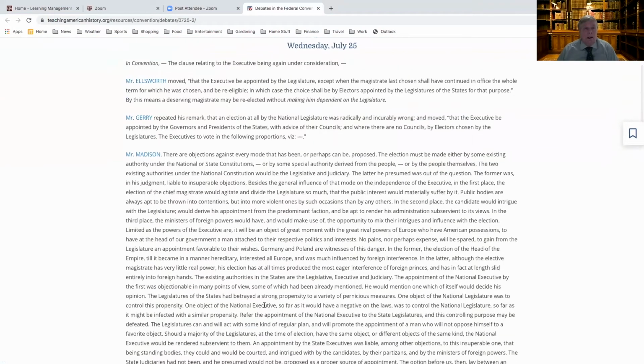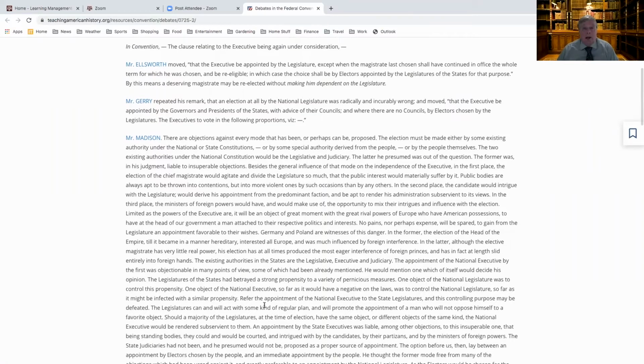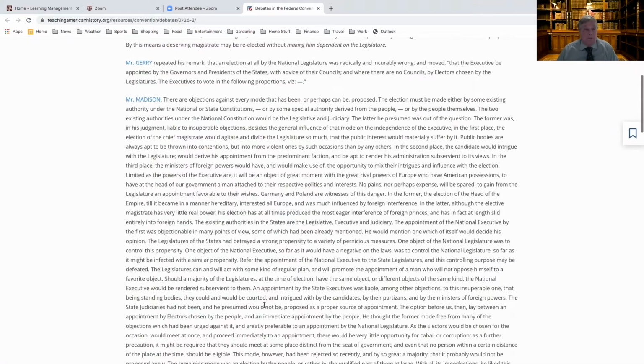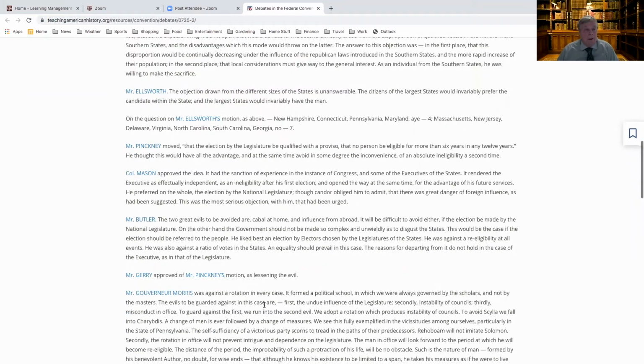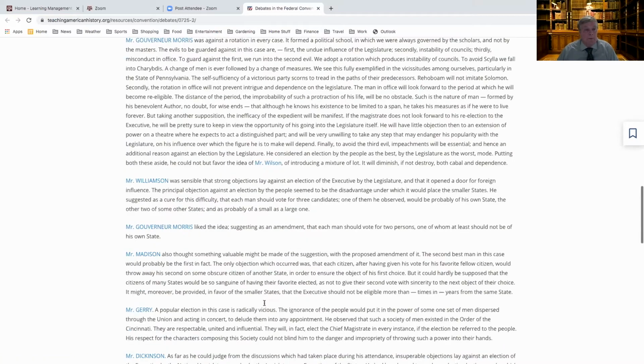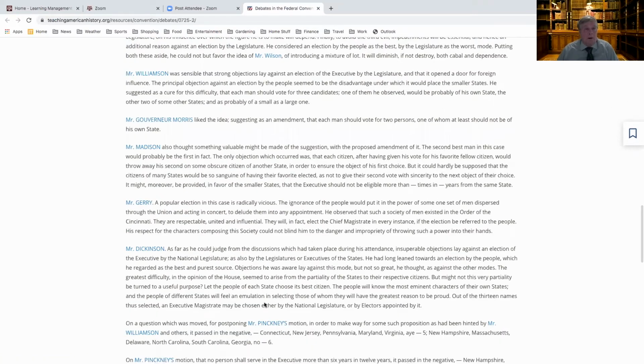Okay, Mr. Gerry repeated his remark that an election by the national legislature was radically and incurably wrong, and moved that the executive be appointed by the governors and presidents of the states with the advice of their councils, and where there are no councils, by electors chosen by the legislatures, the executives to vote in the following proportions, and so forth there. And then later, here's what I was looking for.